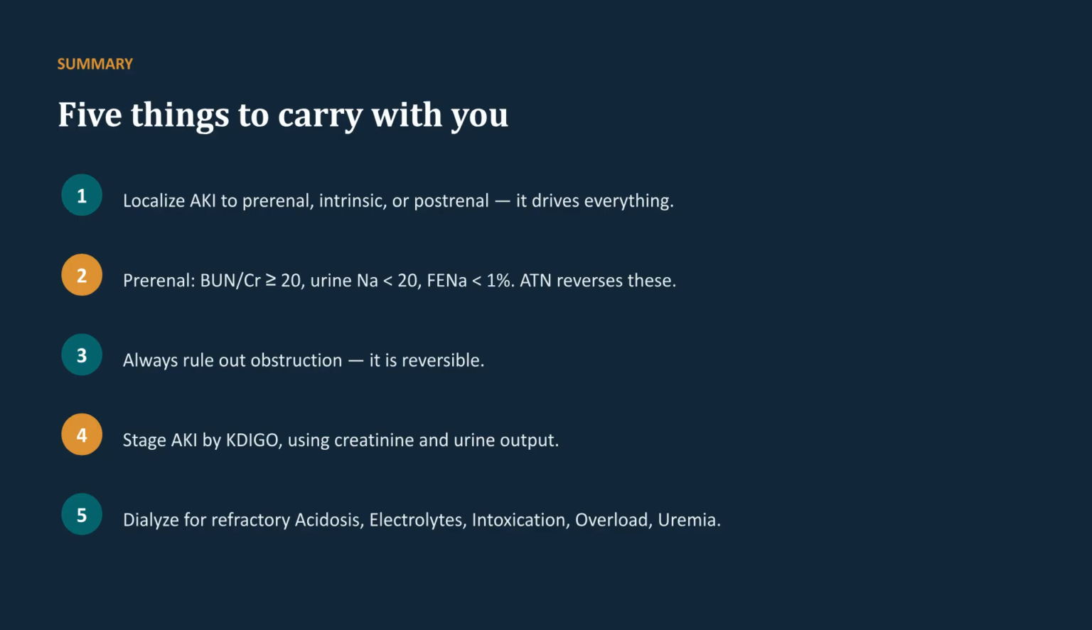Let us summarize with 5 key takeaways. First, always localize acute kidney injury to prerenal, intrinsic, or postrenal, as this directs all management. Second, remember that prerenal states show high BUN to creatinine ratios and low fractional excretion, which acute tubular necrosis reverses. Third, always rule out obstruction as it is potentially reversible.